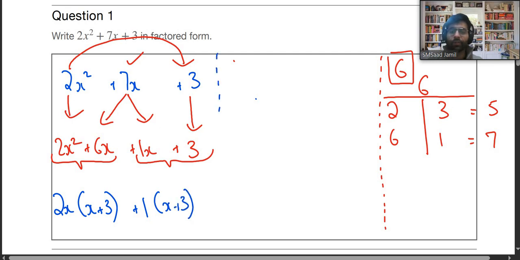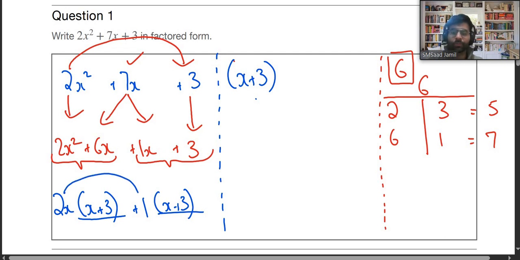Now look, whenever you guys are solving breaking of the middle term, it is important that you get both of these the same. If you do not get this the same, it means you're doing something wrong. So we will write x plus 3, and what is remaining? 2x plus 1. This is factorized. The question was asking for factored form.